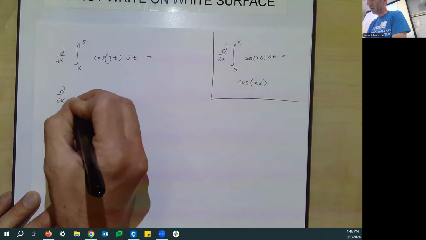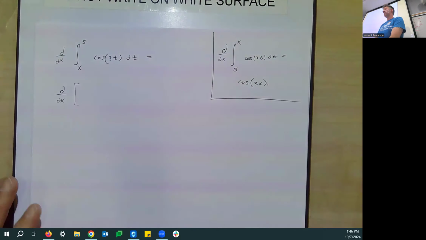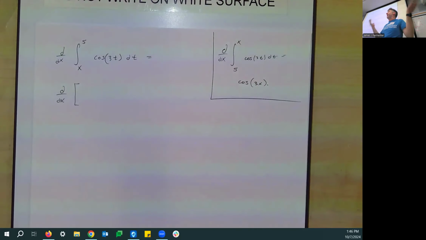So we're going to do the derivative. So the antiderivative of cosine of 3t, we all know we're going to be dividing by what number?